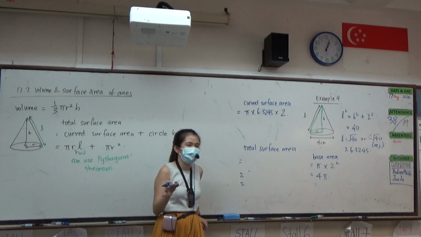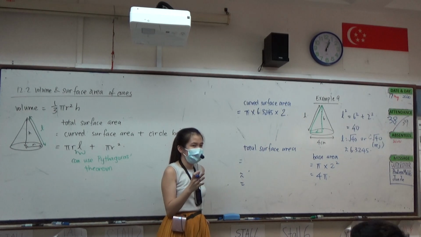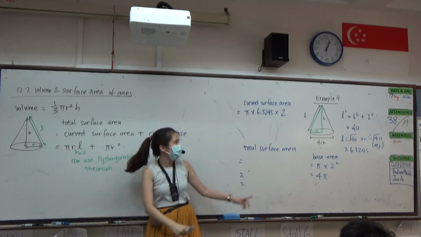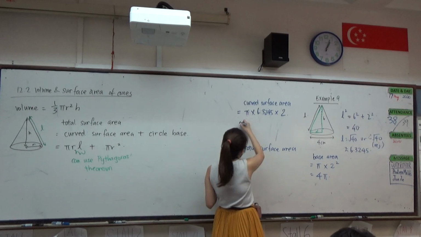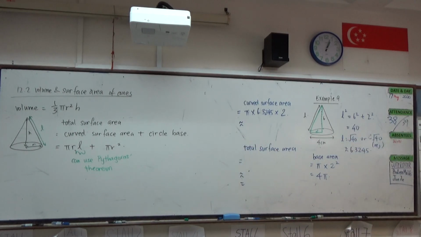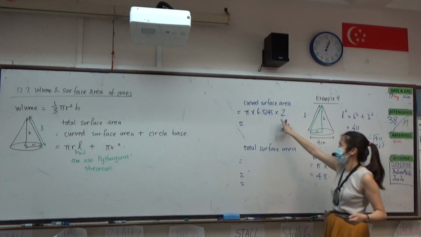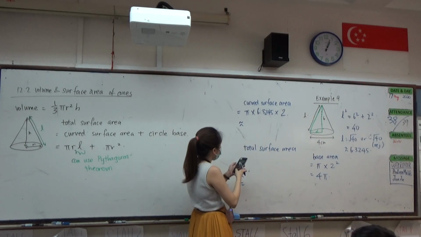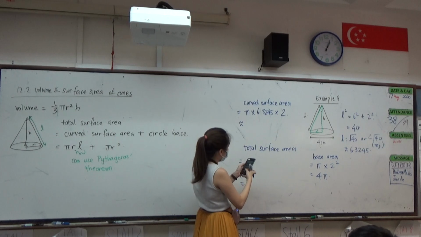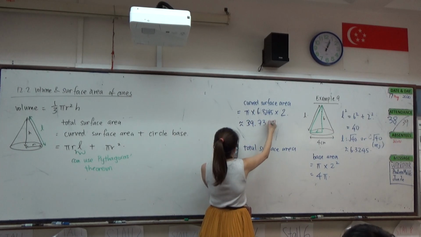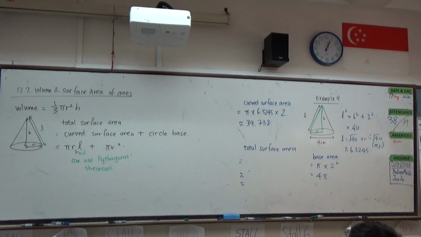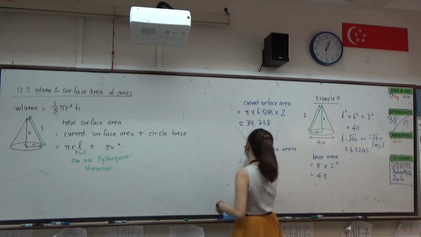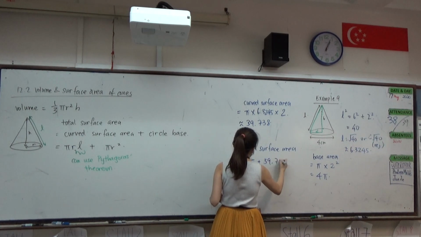So we use pi r L. Pi, radius 2, slant height 6.3245. So we can calculate this one. In this case, it might not be good to keep exact because of decimals, so might as well just do truncated 5SF. So, 39.73. Then total surface area will be the base area 4 pi plus 39.73.